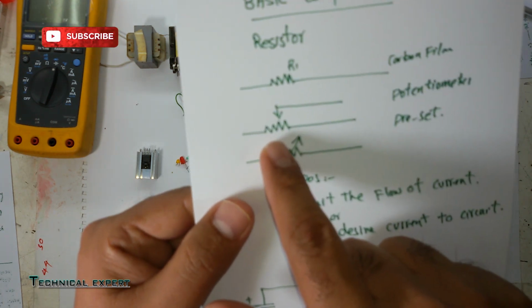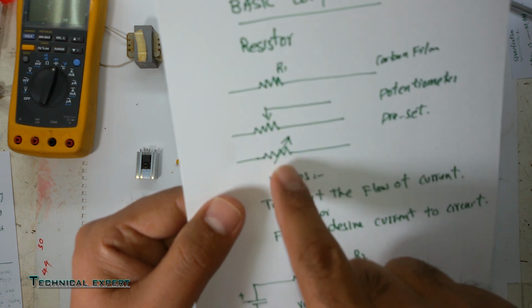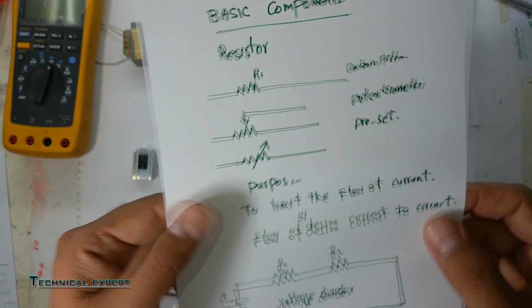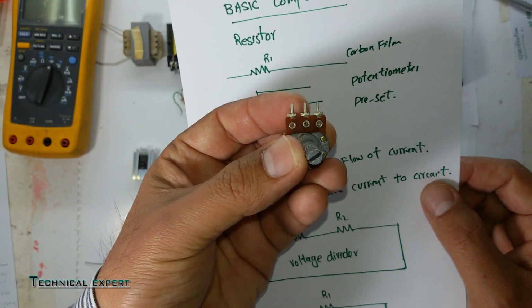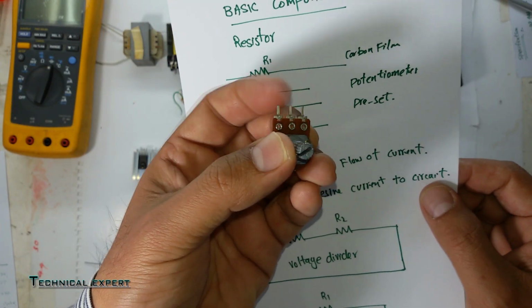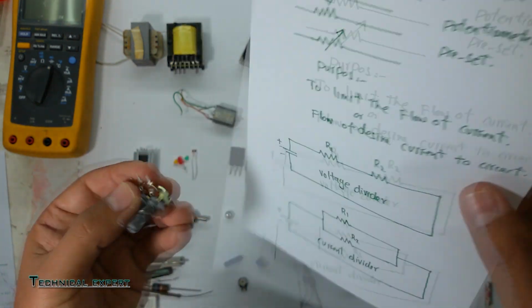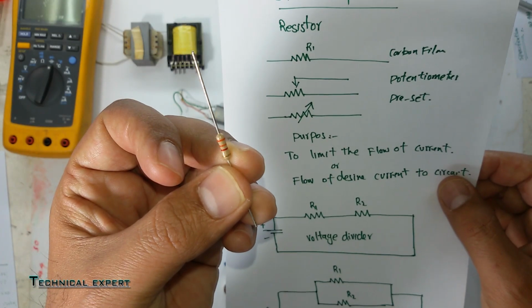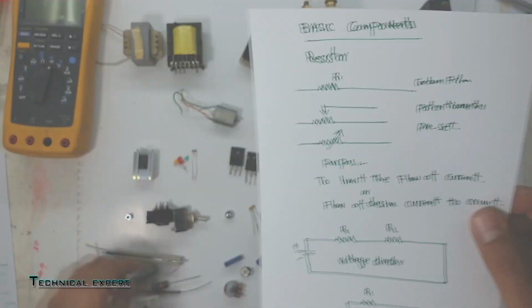This one is like a potentiometer, and this one is a preset. As you can see here, this is our potentiometer, and it has one common and the other two are for the wire, and we can control our resistance from here. The main purpose of this resistor is to limit the flow of current.